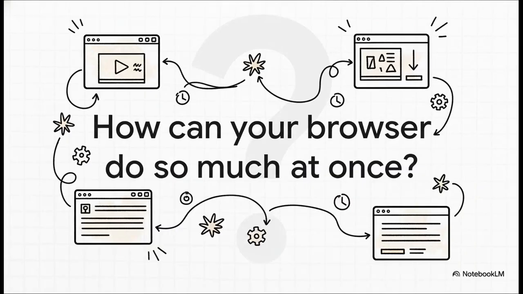I mean, just think about what's happening on your screen this very second. You might be watching a video, maybe an ad is loading on the side, and you're scrolling through the page, all of it happening at the same time, without a single hiccup. It seriously feels like magic. So how on earth does one single application do all of that at once?